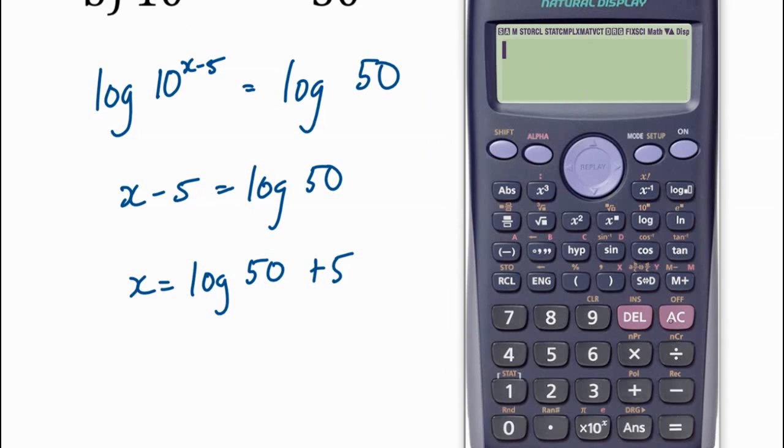So now I get out my calculator and I go log of 50, close bracket, plus 5. And it gives me 6.7. The instruction said round to 1 decimal place if necessary.